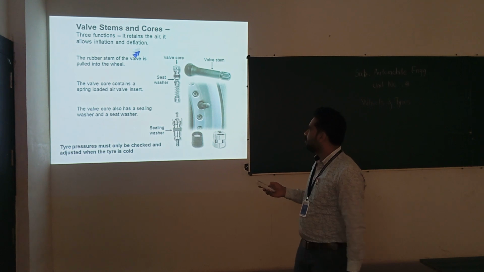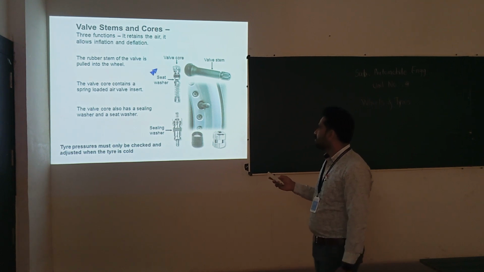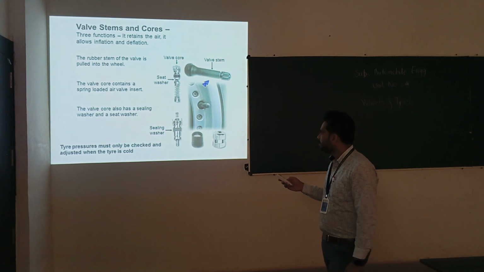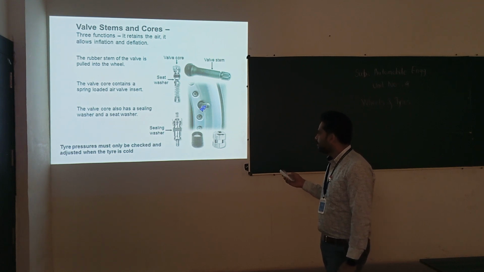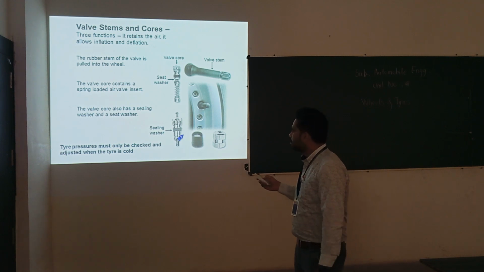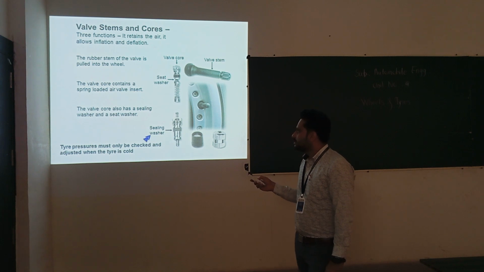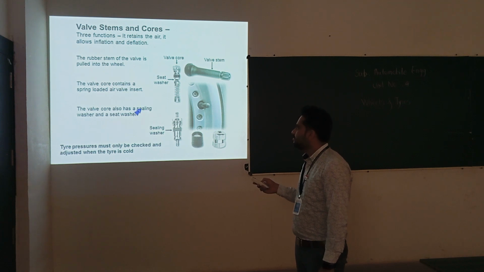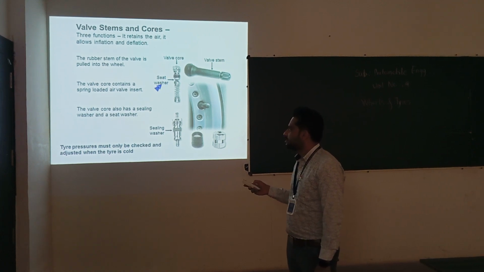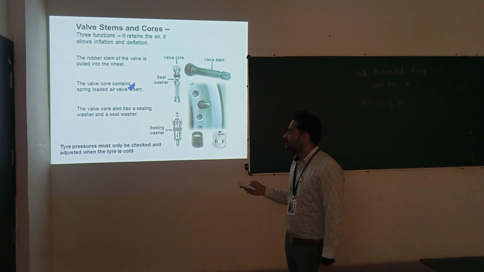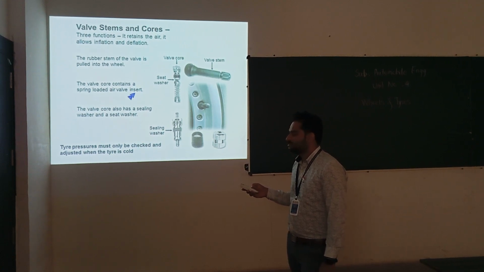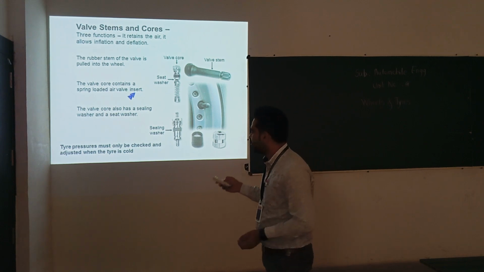So here you can see the valve core, the valve which is placed on the rim, the actual valve. This is the valve cap. Here is the sealing washer. What is the function of the sealing washer? The core also has a sealing washer and a seat washer. Here you can see the seat washer on the top of the spring valve. The valve core contains a spring-loaded air valve insert. So a spring-loaded air non-return valve is generally preferred for the wheels.